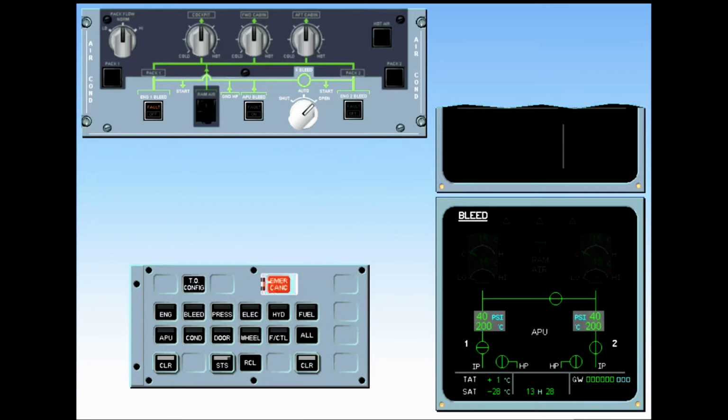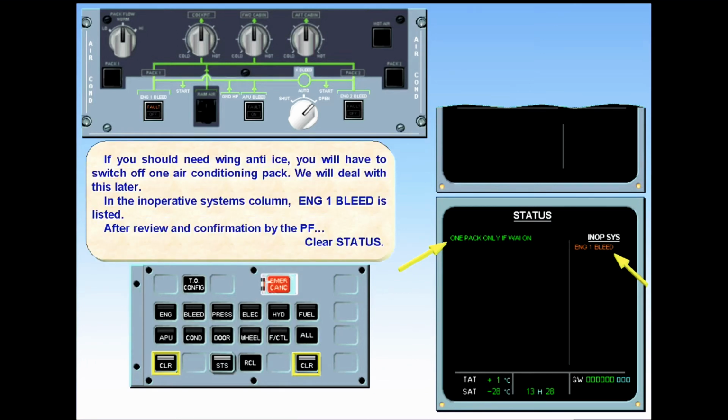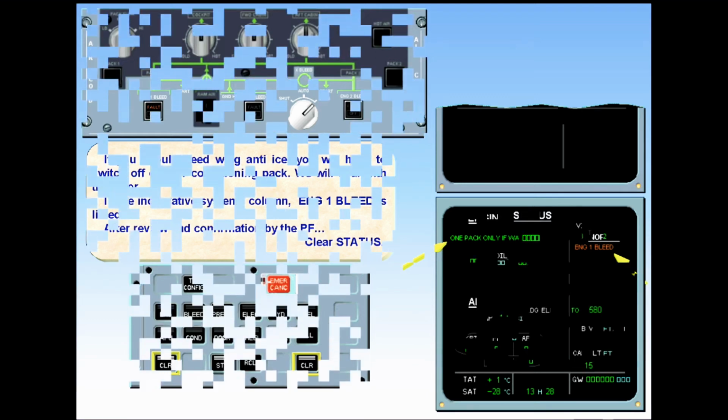If you should need wing anti-ice, you will have to switch off one air conditioning pack. We will deal with this later. In the Inoperative Systems column, Engine 1 bleed is listed. After review and confirmation by the pilot flying, clear status. ECAM complete, screens normal.